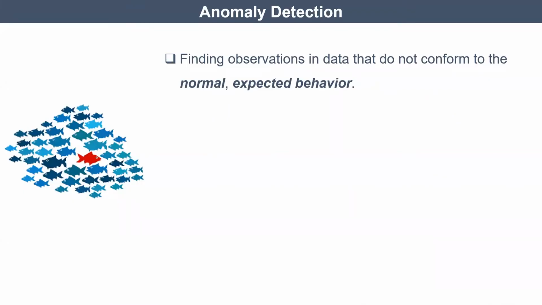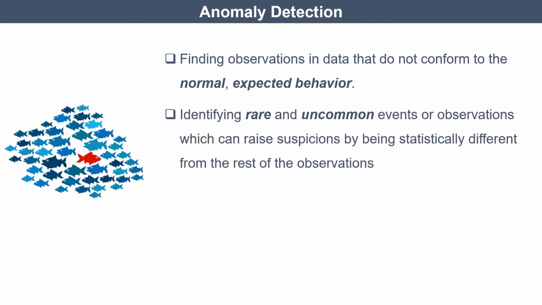So basically, anomaly detection is finding observations in data which are not normal, or they are different from expected behavior. They are generally rare or uncommon events, and sometimes they are discovered by basic statistical rules as well. So they are generally statistically significantly different from the other observations.